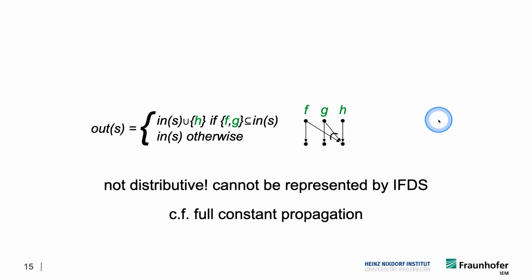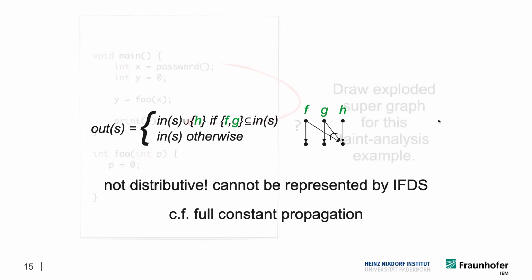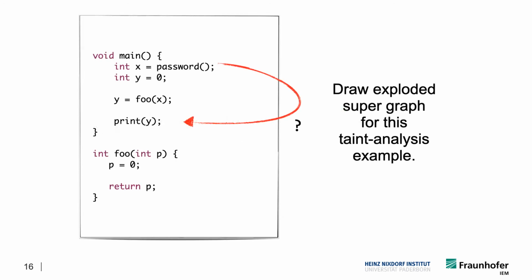So much about the conceptual idea behind IFDS. After a short break, I want to go through this example with you where we will really show how to piece this together, how to build an entire exploded supergraph for this example, based on these individual subgraphs that I've explained so far.